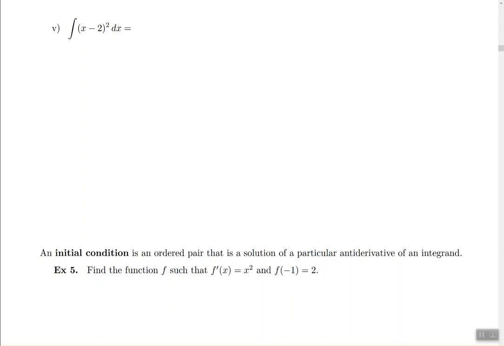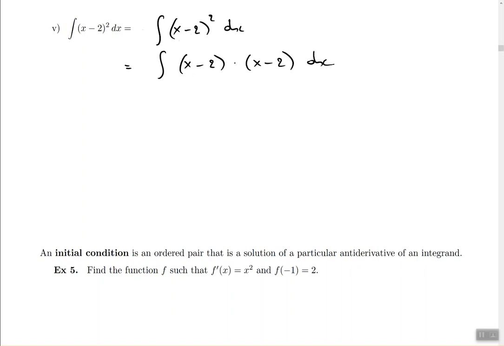Okay, this is a special integral because in this problem we have (x - 2) to the power of 2. Let me break it apart and show you what this looks like. First of all, (x - 2) to the power of 2 just means write down x - 2 twice in a row. That's what it means to say something is squared.